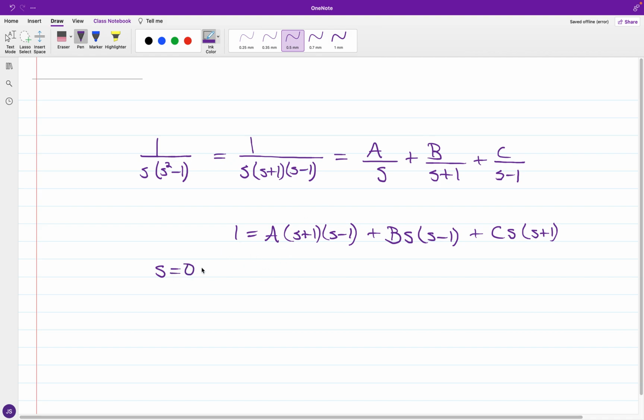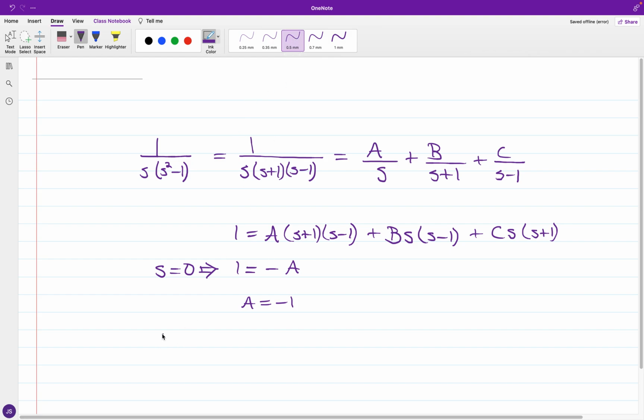If we set s equal to 0, we have 1 equal to, and b goes out, c goes out, since both of these have s alongside them. But with a, the variable expressions alongside it are s plus 1 and s minus 1, so we have 1 times negative 1. So 1 is equal to negative a, from which a is equal to negative 1.